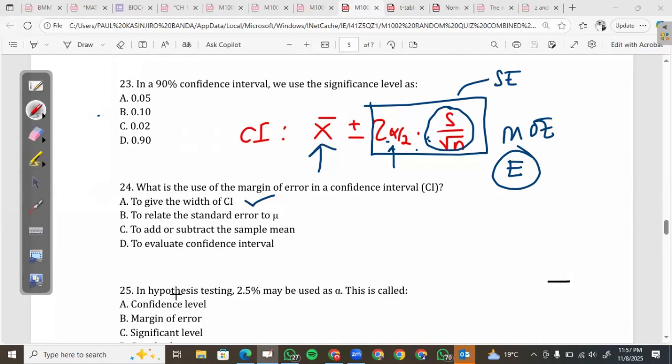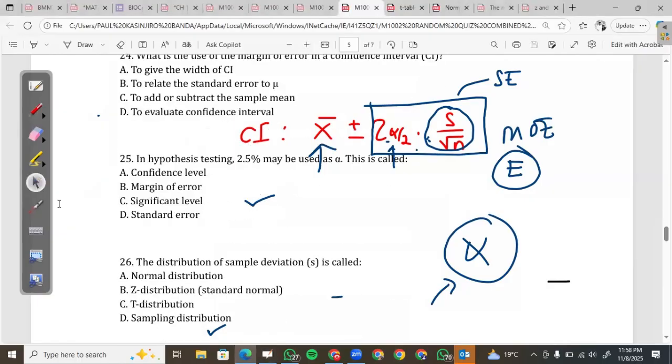Okay, and then here they're saying, in hypothesis testing, that's question 25, 2.5% may be used as alpha. So alpha is called the significance level. The significance level is represented by alpha, this guy, alpha. That's what you call the significance level.